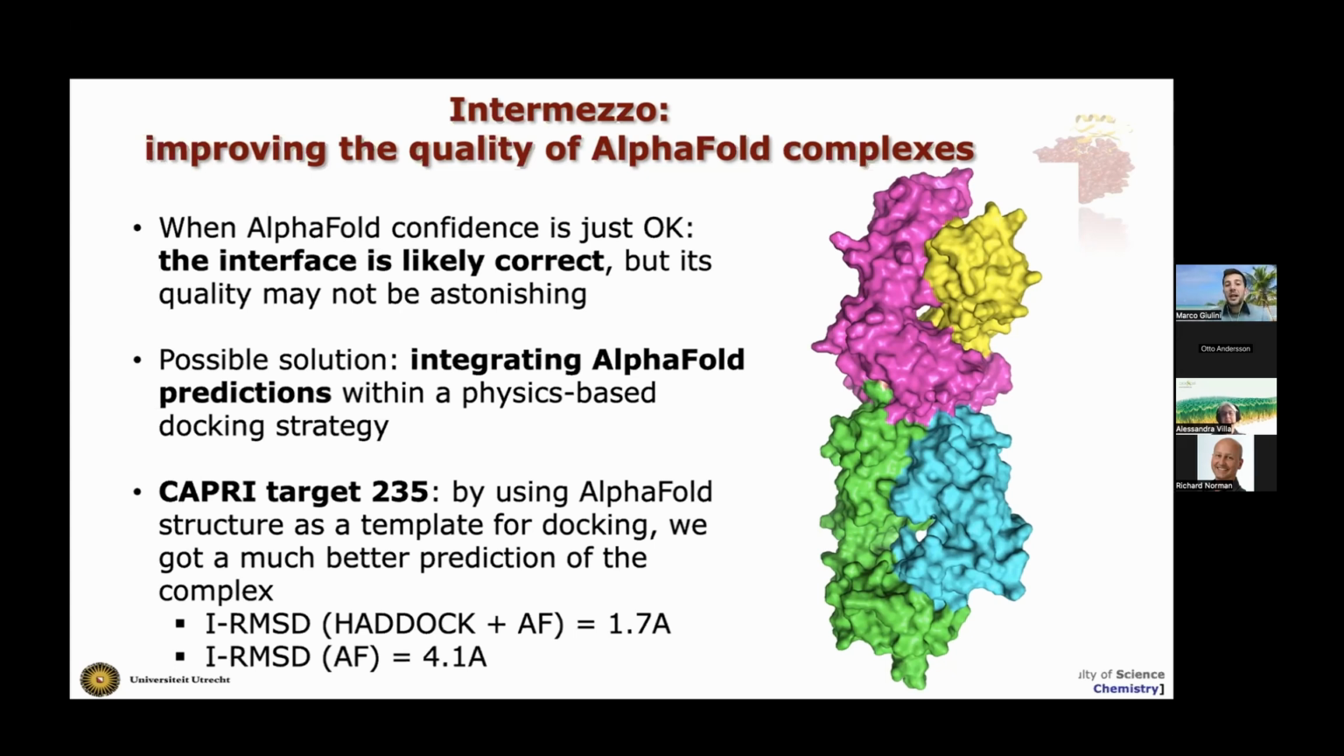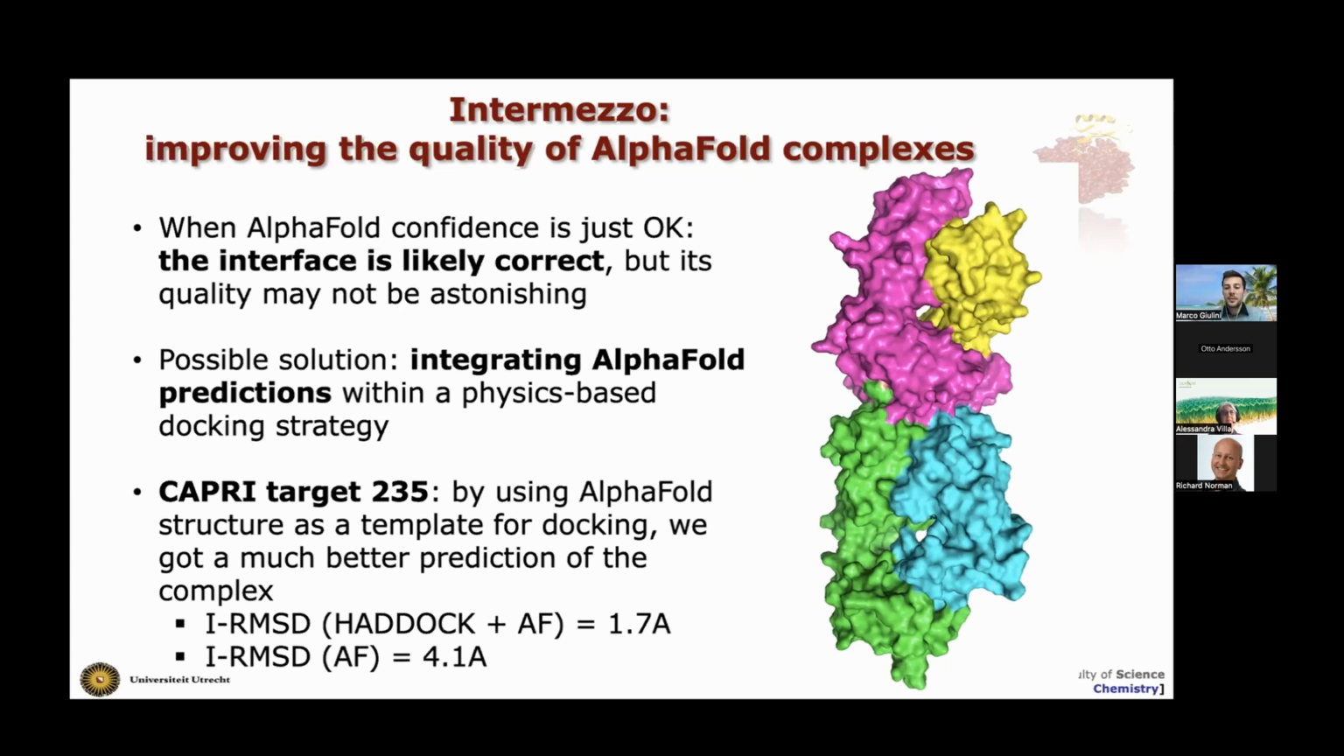And that might mean that the interface is kind of correct, but the quality of the amino acid contacts at the interface itself may not be great. And so we use this possible solution that is basically integrating an AlphaFold prediction within a physics-based docking strategy. We used HADDOCK for that, and basically we use the AlphaFold structure as a template for the docking. We did this for the CAPRI target 235.